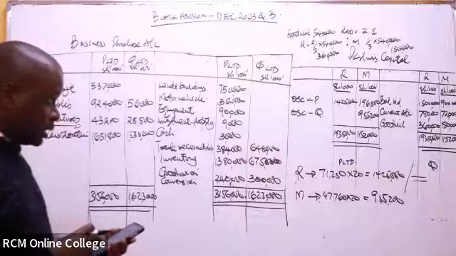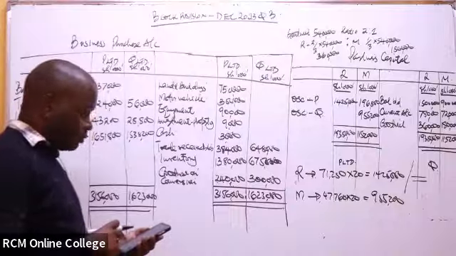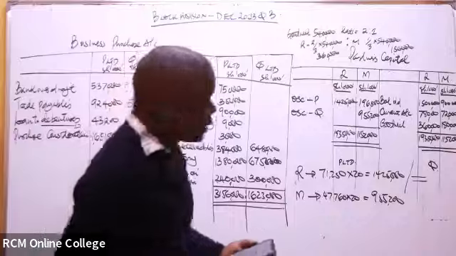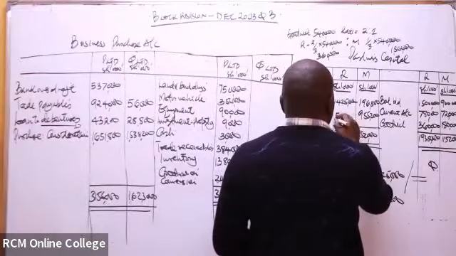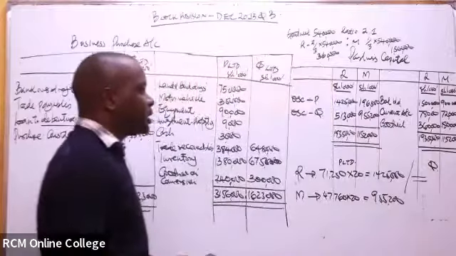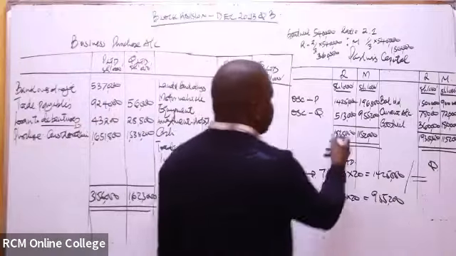1,938,000 minus 1,425,000. You get 513,000. So this one is 513,000. So Q ended up having to get the other balance in the other company.